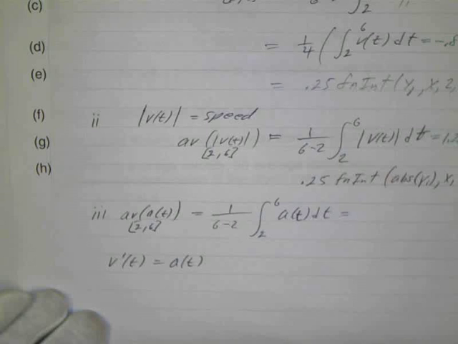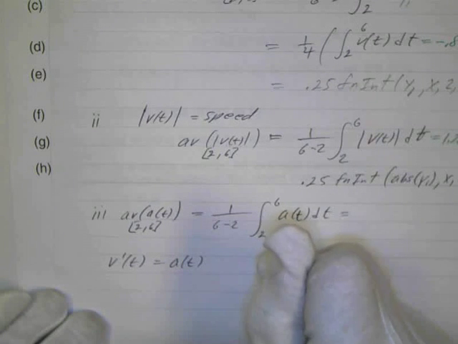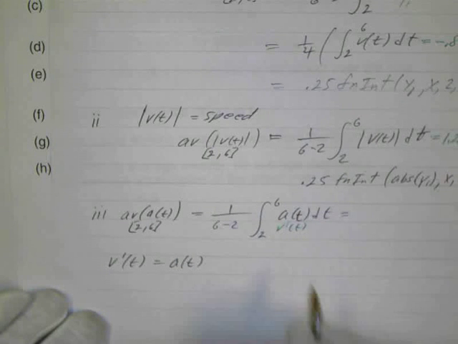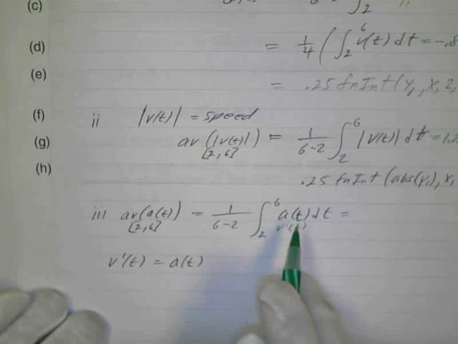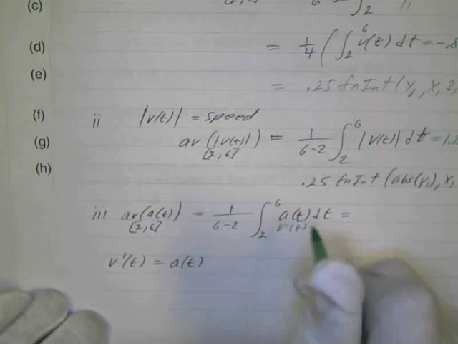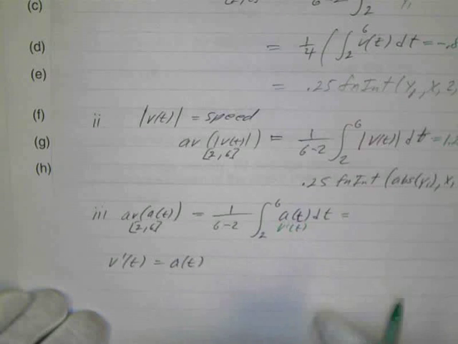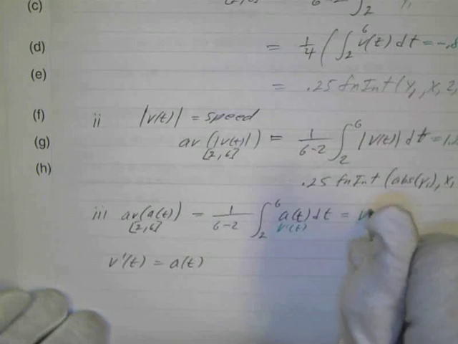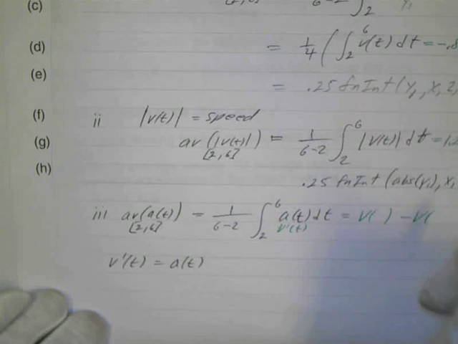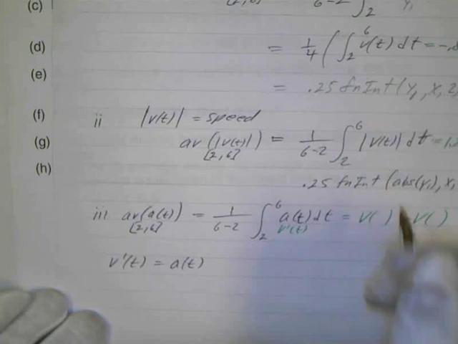And watch out here, we could also write this as v prime of t. It's the same thing, isn't it? And what's the antiderivative of v prime? It's just v. Because if I take the derivative of v, I get a, because v prime equals a of t. So I could write it like this, and I know the antiderivative of v prime is v, so this is going to be the same thing as v of 6 minus v of 2.